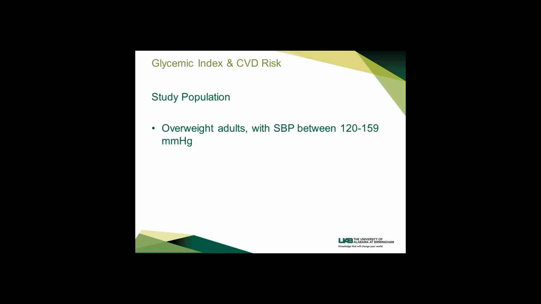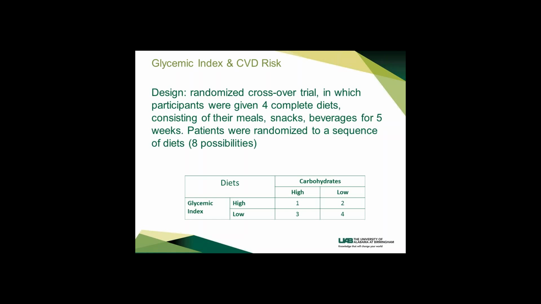Okay, so this study population was overweight adults with systolic blood pressure between 120 to 159 millimeters of mercury. And I should say that this was a study done in two centers. It was done at Harvard and Hopkins in their clinical research centers. So the design is actually quite complicated. I'm presenting it in a little bit of a simplified manner.